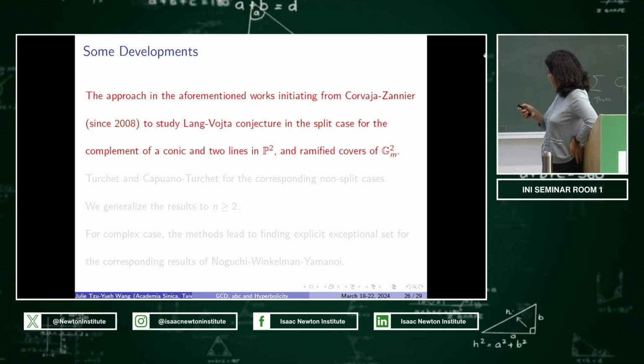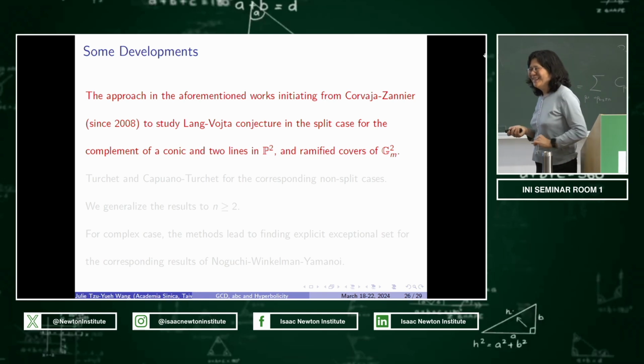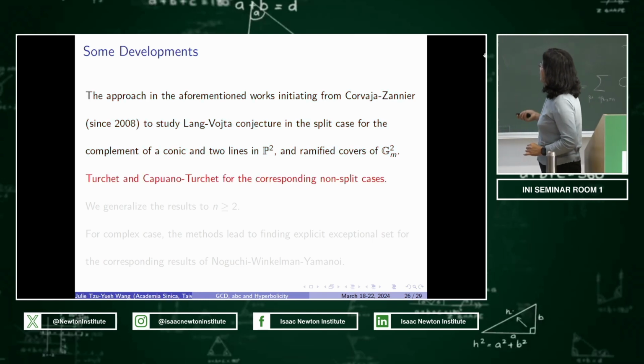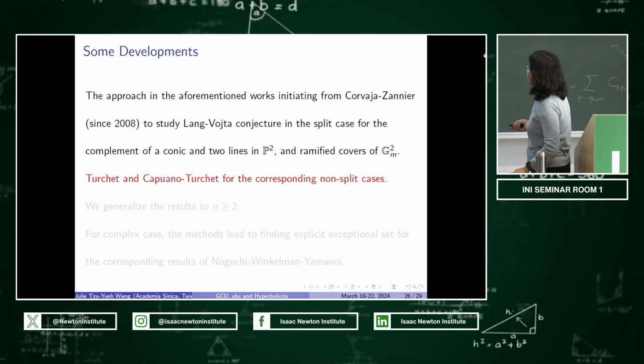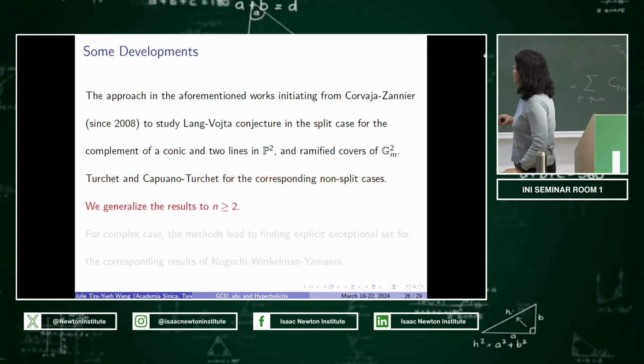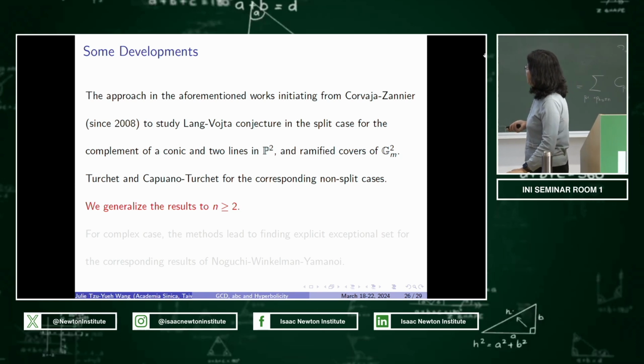First, the technique actually first came from Lang-Vojta when they tried to study the Lang-Vojta conjecture for one conic and two lines, and also for ramified covers of G_m squared. Lang-Vojta told me the idea was studied from Borel. And then you have the non-split case by Tzu-Yueh and Tzu-Yueh, and we actually generalize the result to n greater than or equal to 2.